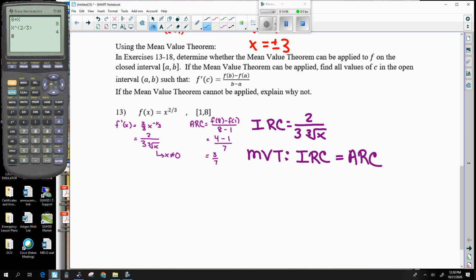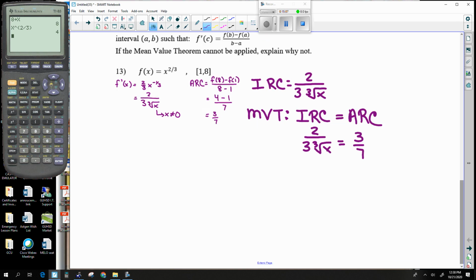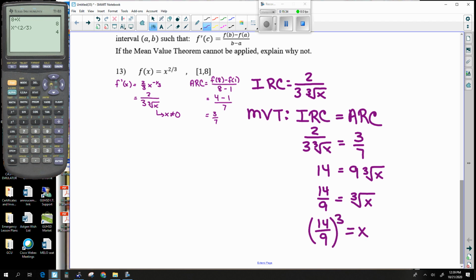So in this situation, 2 over 3 third root x is going to be equal to 3/7. All right, let's cross multiply. So this is going to be 9 third root x is equal to 14. x to the one third is 14 divided by 9, and then take this to the third power. So whatever 14 divided by 9 to the third power is what x is.